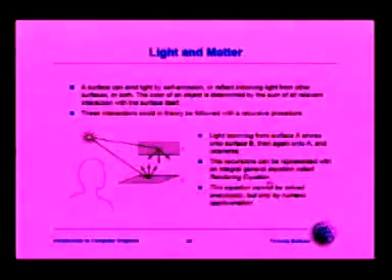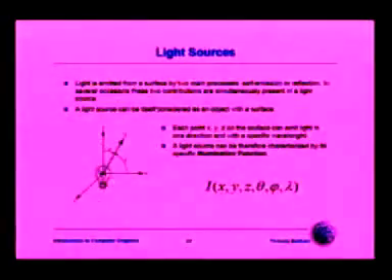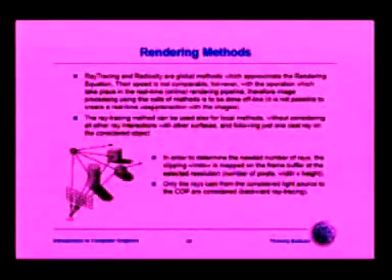Let's look a little bit more. So this is light and matter. That's okay. What are the possible rendering methods? I've been talking about light shining on objects, making shadows, and so on.